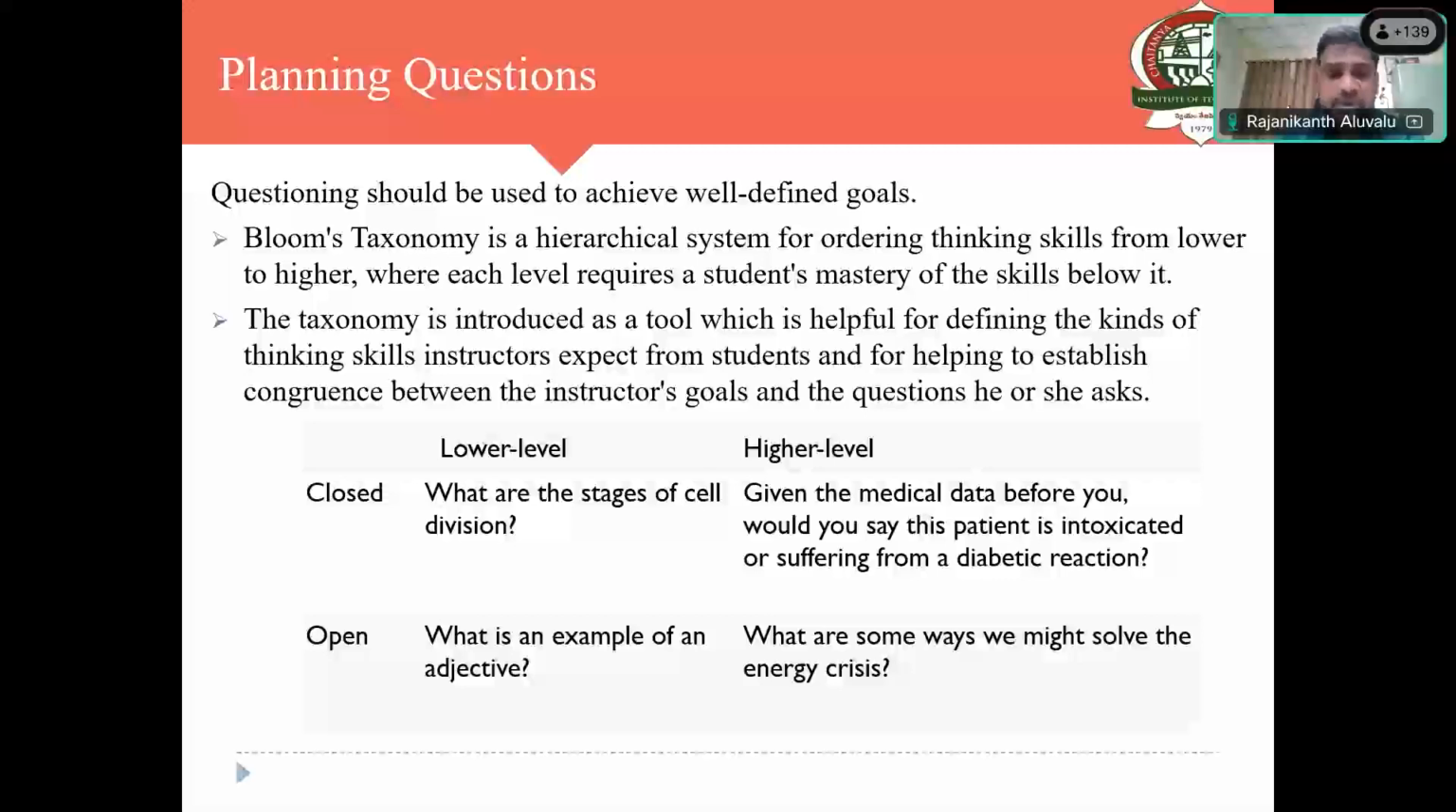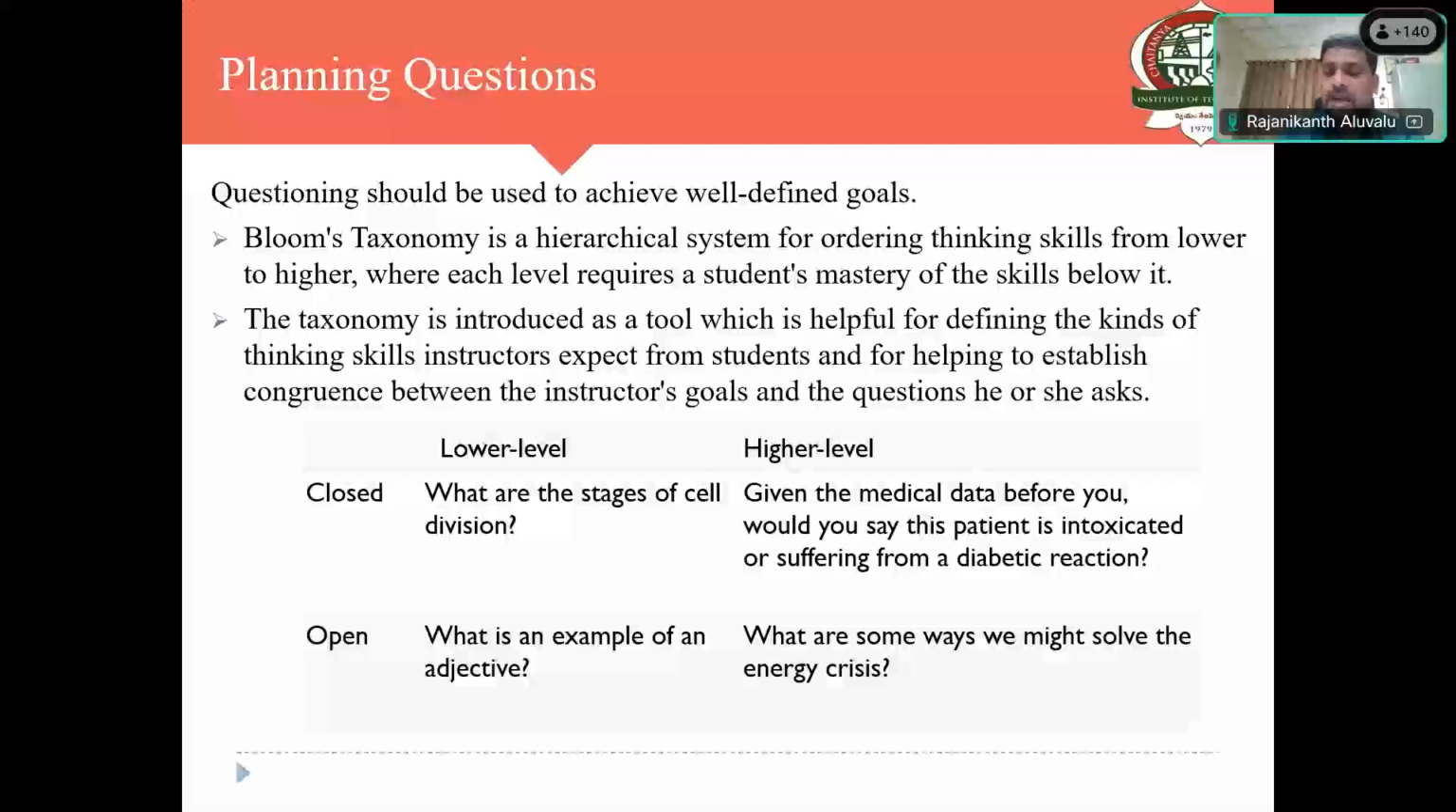So there is an example here you can see. There is a closed question for the lower level. What does it say? What are the stages of cell division? So there is a closed bound for the question for the student to respond and demonstrate. The same question, look at the higher level. Given the medical data before you, would you say this patient is intoxicated or suffering from a diabetic reaction?